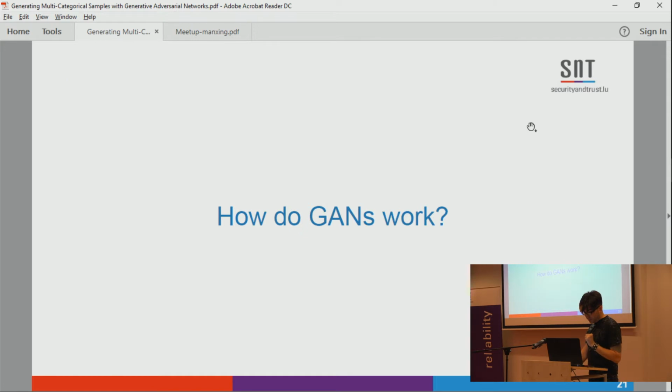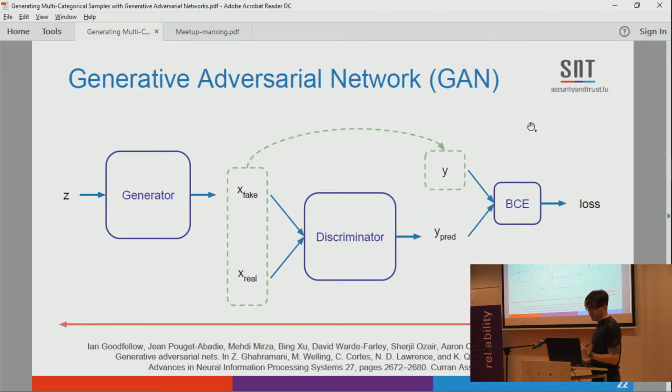Well, then how do GANs work? GANs look like this, and they are composed of two networks. One is called the generator, the other one is called the discriminator. People always describe this as a game between a counterfeiter and the police, where the generator tries to generate samples which are fake, and then the discriminator needs to distinguish between the fake and real samples.